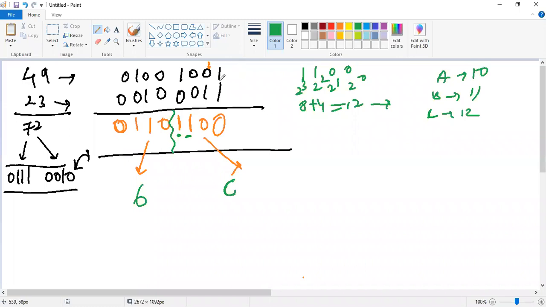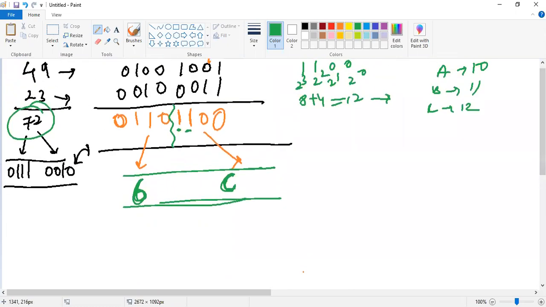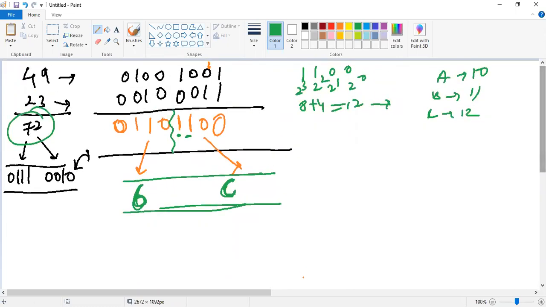So see, after adding this, you will get this one. So this is not the same. Your answer must be 72, but what you are getting is 6C. So this is wrong. So what we have to do, the logic is what? Here's the important part.